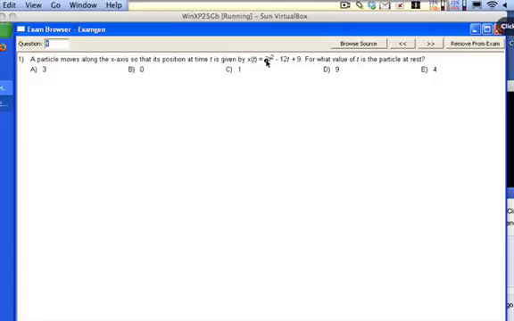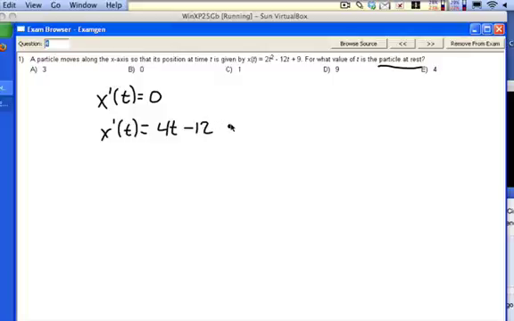Okay, question 4. A particle moves along the x-axis so that its position is given by this function. For what value of t is the particle at rest? If the particle's at rest, it means its velocity is equal to 0. So all we need to do is figure out when its velocity is equal to 0. Let's take the derivative: 4t minus 12. When does that equal 0? Well, that equals 0 when t is equal to 3. And so the answer to this is A. The answer is 3.